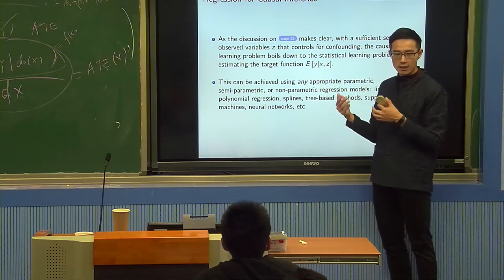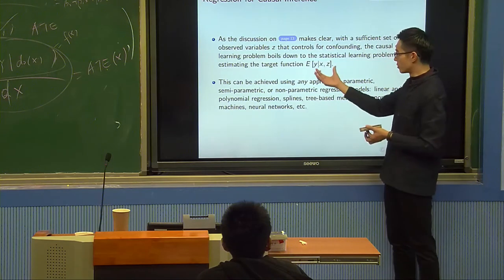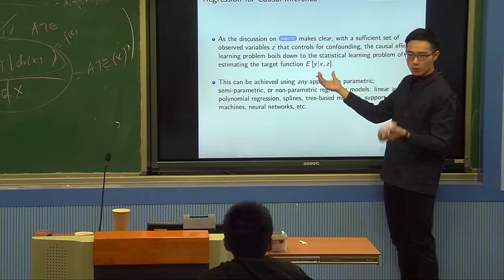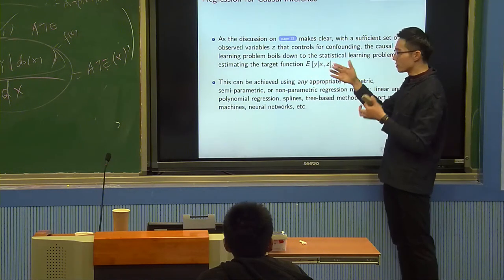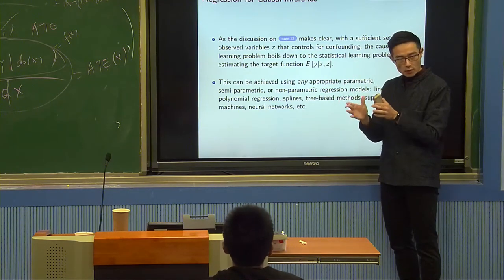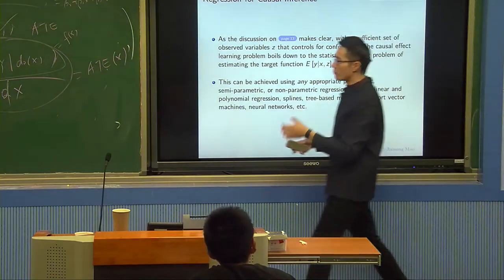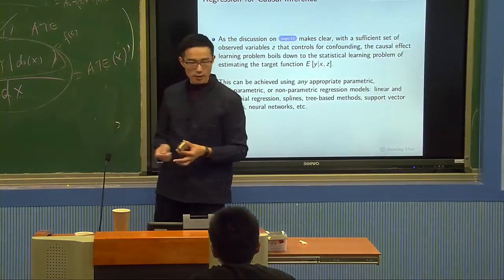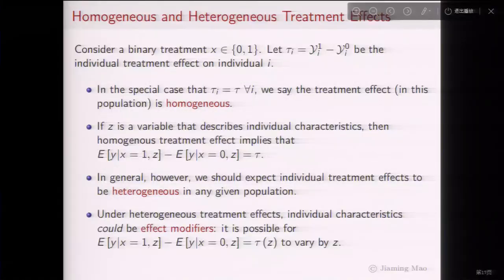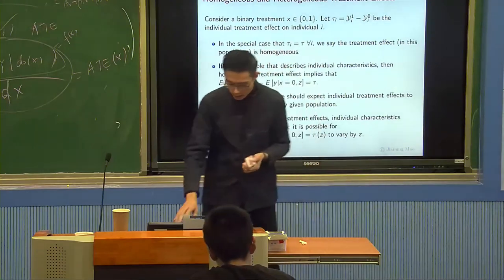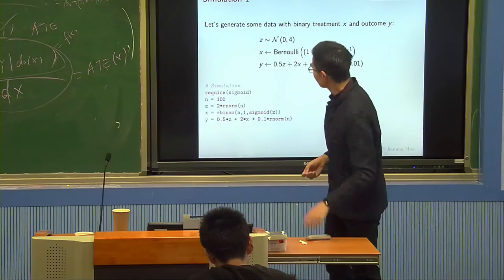Well, you can estimate this using any statistical learning technique we have learned in the first half of the course. You can use linear regression, non-parametric regression, a neural network, random forest, any statistical model that's appropriate to learn E[Y | X, Z]. Once you have learned this, you can compute the ATE or E[Y | do(X)] immediately using the formula we have talked about. So it's actually a two-stage thing.